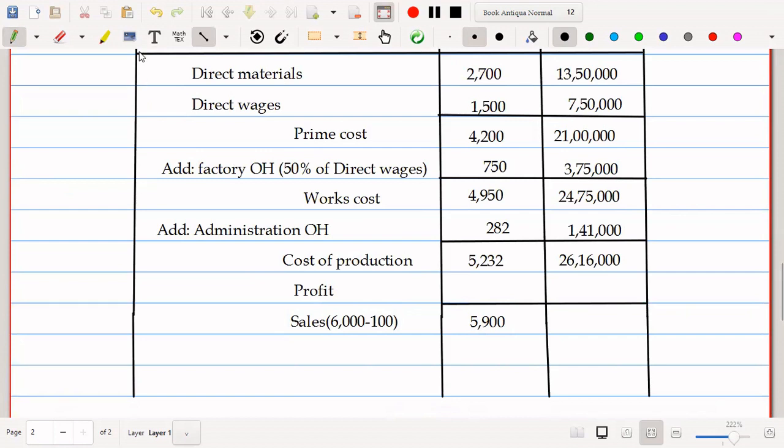5,900 into 500, what will be the total? It comes to 29,50,000. The balancing figure here is also the difference only. So 5,900 minus 5,232 is 668, and this comes to 3,34,000. This is how you calculate the estimated cost sheet.